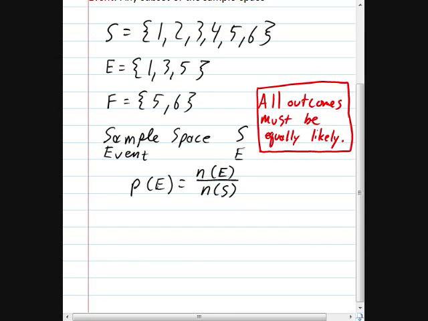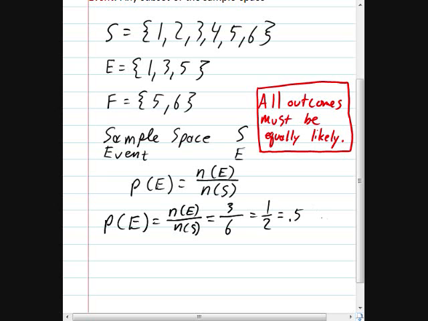Now let's use this definition of probability to find the probability of rolling an odd number on a six-sided die. The probability of the event E is found by counting up the number of elements in the set E divided by the number of elements in the sample space. For our event E, there are 3 elements, and the cardinality of the sample space is 6, which gives us a probability of 1/2, or 0.5, and it's also reasonable to represent this as a 50% chance that we'll roll an odd number.